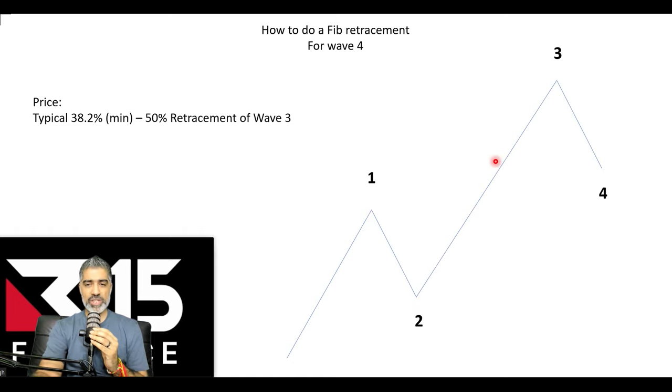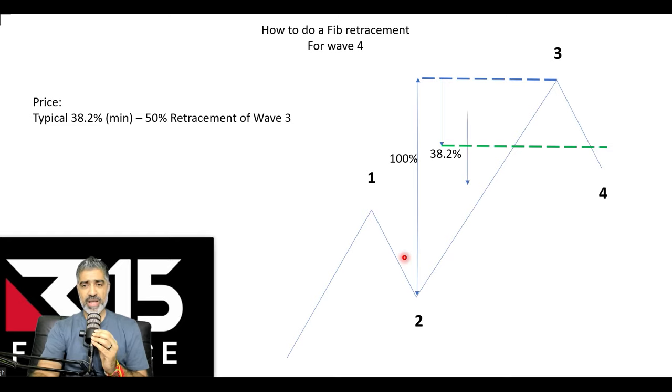We're going to measure this wave 3, and then we're going to see a retracement down to 38 to 50%, and that's most often where wave 4 ends. All right, so we're going to measure this wave 3. That's 100% of wave 3. We measure it. I'm going to show you this in TradingView in a second. And then we'll do something called a retracement. And we'll see a 38 to 50%. And most wave 4s finish in this region.